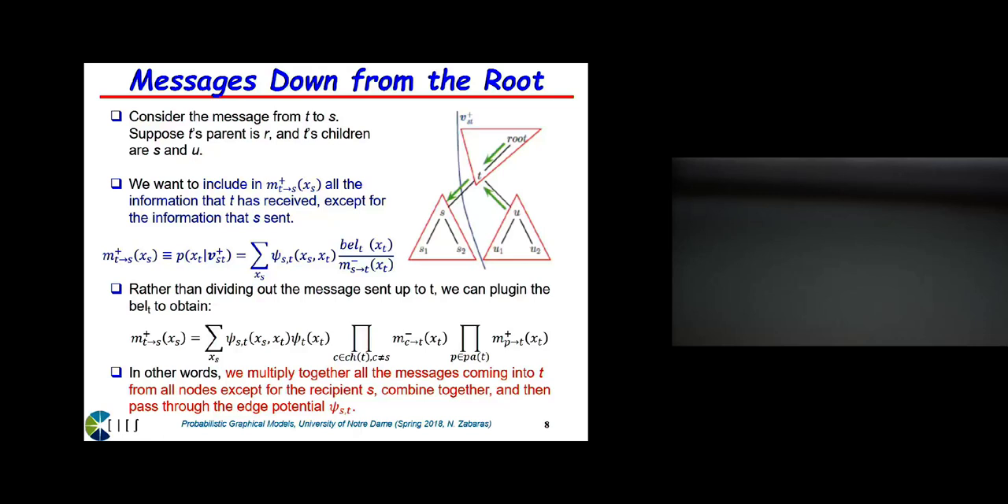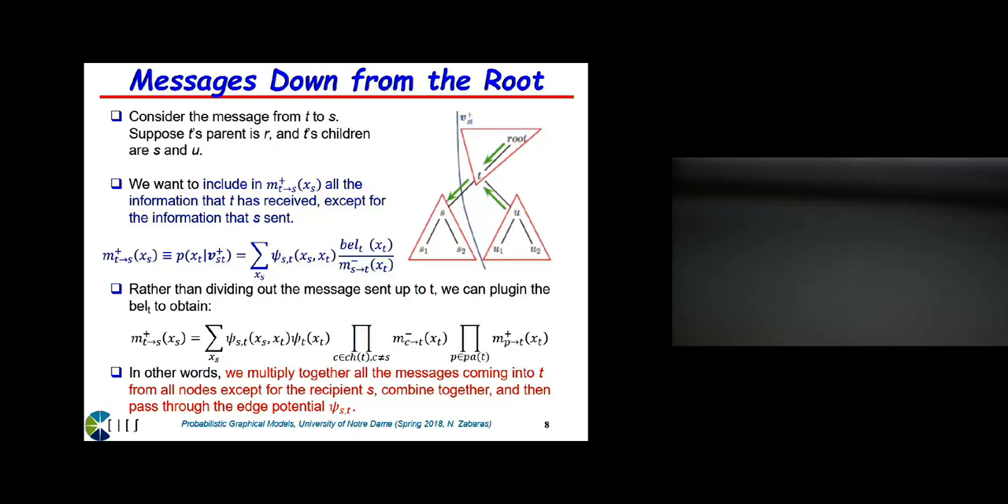So the information T sends to S will be the potential of the edge TS. And look at this now. In normal circumstances, you know what you will have? You look at the message from T to S, so you have to include the messages that arrive from above to S, but also you have to include all the messages that are coming from below. So look at this equation and tell me what exactly this is. There's no minus on this belief. So what exactly is this thing that you see, this fraction there?